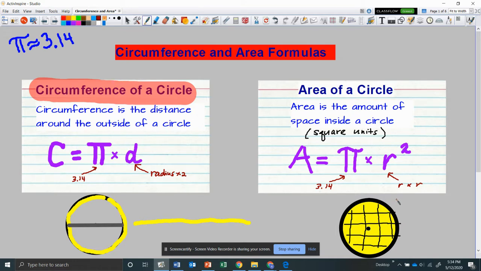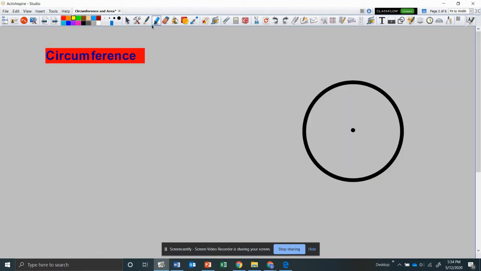Okay, radius times radius. So I want you to have a card that has the area of a circle, and then another one that has the circumference of a circle, and you've got these formulas. And on the back side of your card, I want you to write pi is 3.14. You can make it really big. Now we're going to use these formulas to solve a couple problems.